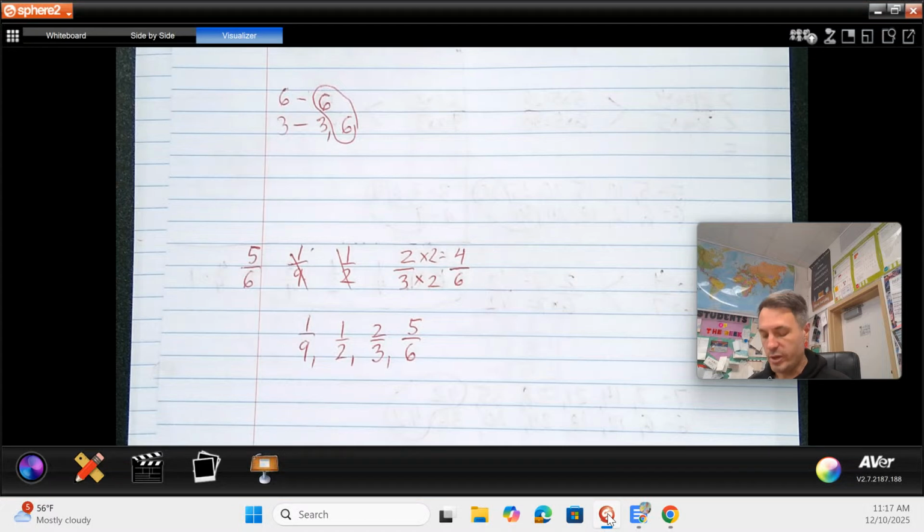So that's how we can put fractions in order from least to greatest, and the same thing would apply if you had to put it in order from greatest to least. You would just do the exact same thing, but go the other direction.